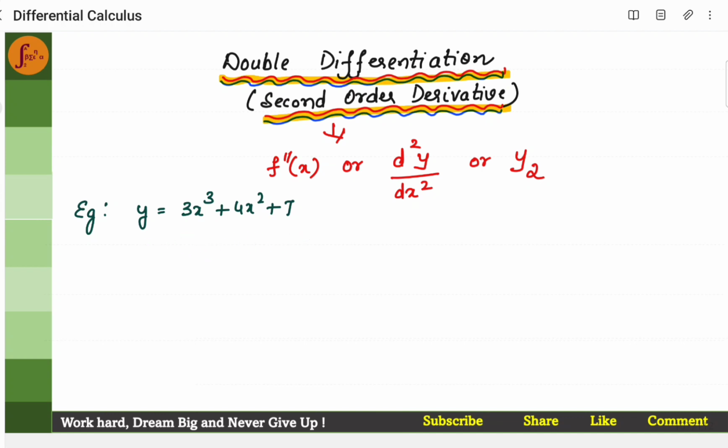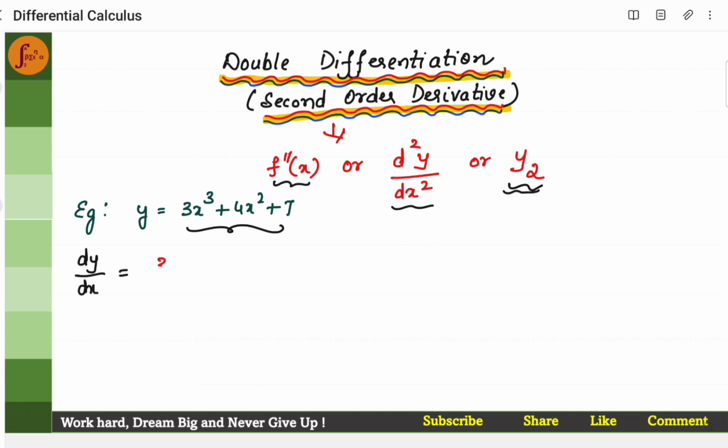So first of all, what are the notations for second order derivative? You can write it as d square y by dx square or f double dash x. Any of these ways you can denote second order derivative. We'll first find dy by dx. What is dy by dx of this?